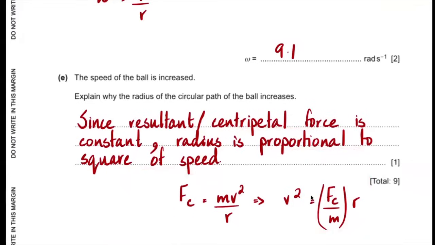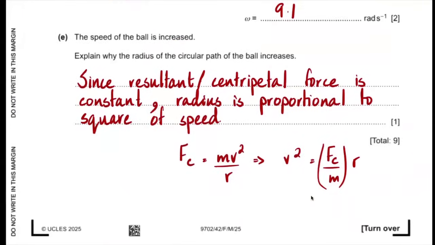So v squared equals Fc over m times r. This is a constant, this is a constant. So v squared is proportional to r. So if speed increases, radius also increases.